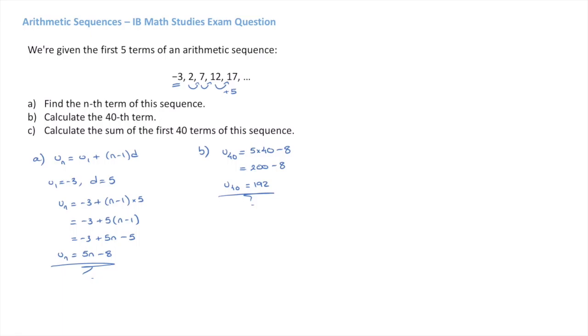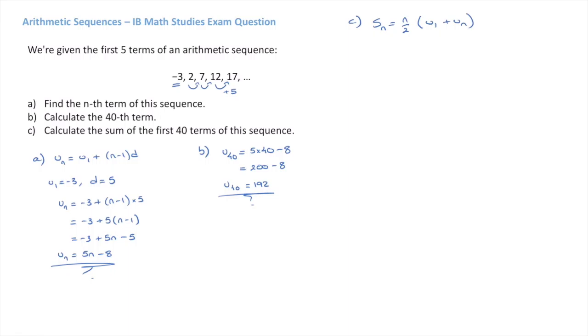Last but not least, question C, we're asked to calculate the sum of the first 40 terms of the sequence. To do this, we're going to need the formula for the sum of the first n terms of an arithmetic sequence. There are 2 formulae at the IB, but in this case, we're going to use this one. Sn equals n over 2 times u1 plus un.